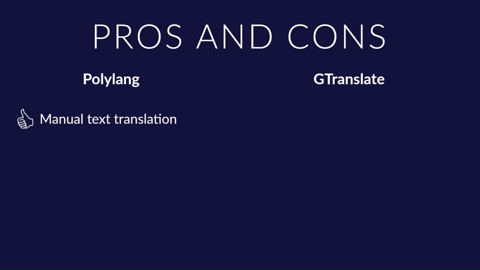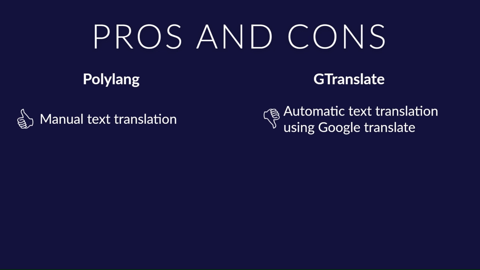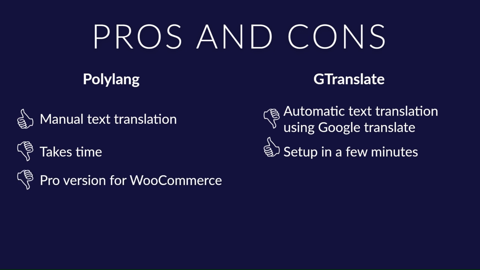On the other hand, GTranslate automatically translates the text on the page, but that text is translated as if Google Translate was used, and in some cases the translation can be excellent, but in some cases worse. Accordingly, Polylang requires more time to translate the entire site, while you will have GTranslate set up in a few minutes. If you use WooCommerce to translate things related to the webshop, you have to buy the Polylang Pro version, while using GTranslate, that part is automatically covered.